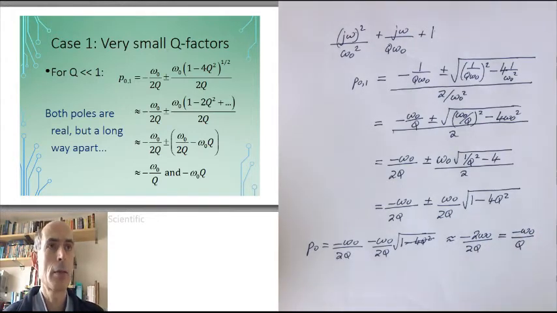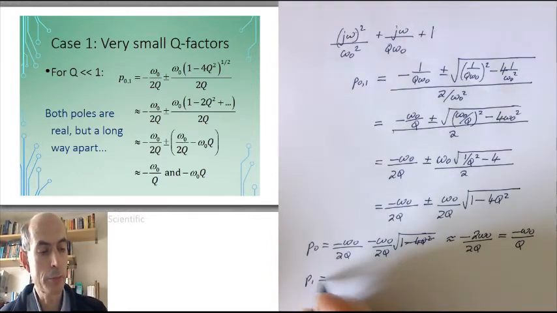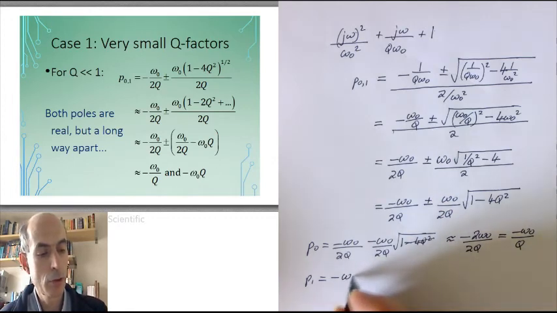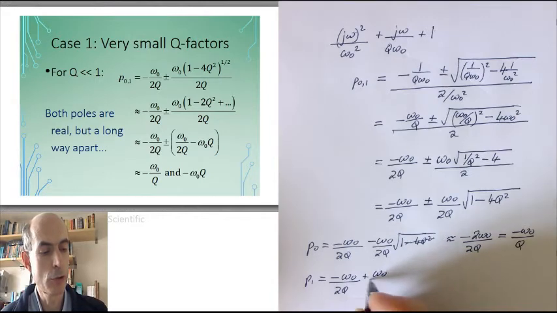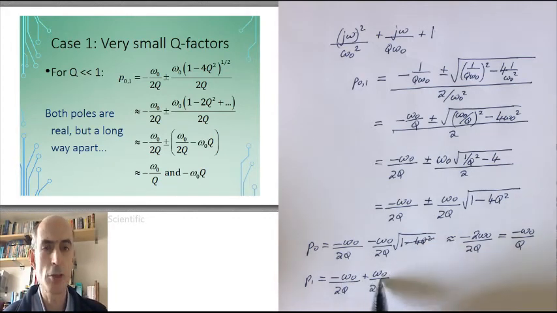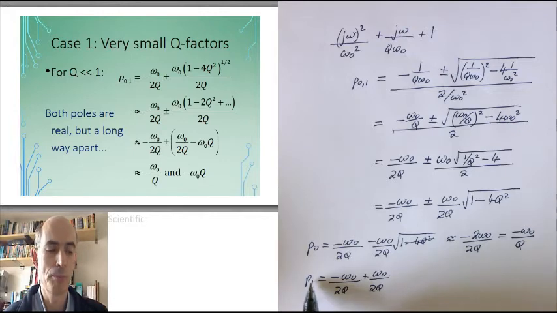That's my first pole. The other pole would come from taking the plus term here: minus omega naught over 2Q plus omega naught over 2Q. Now, I can't just do the same approximation as I did before here, because these terms would end up cancelling out and I'd just be left with 0, which isn't a particularly good approximation for my other lower frequency pole.